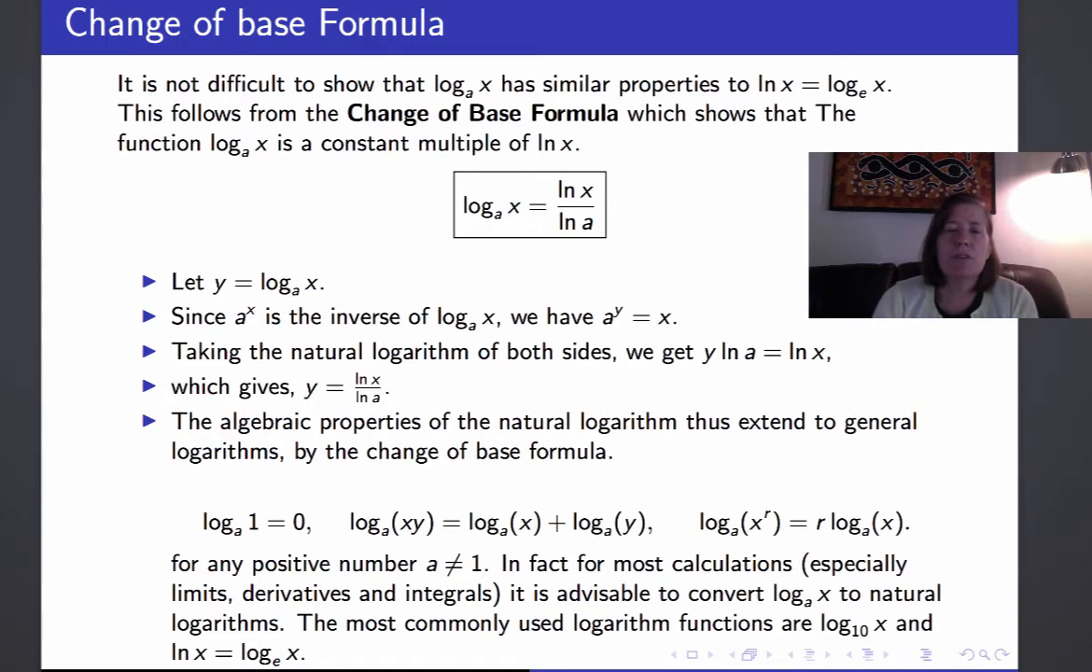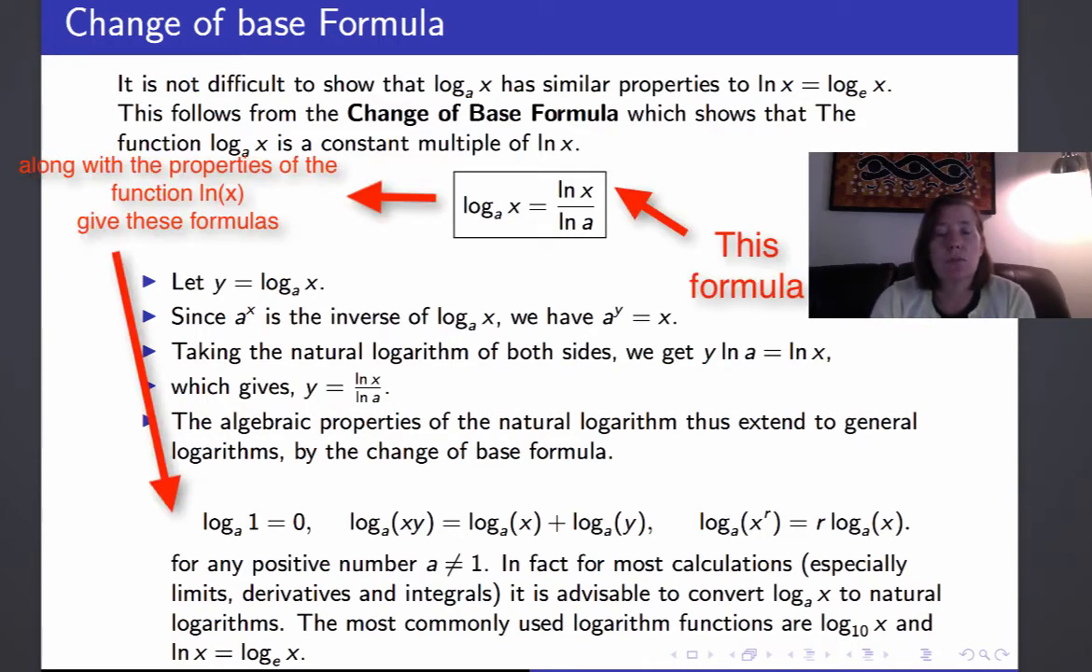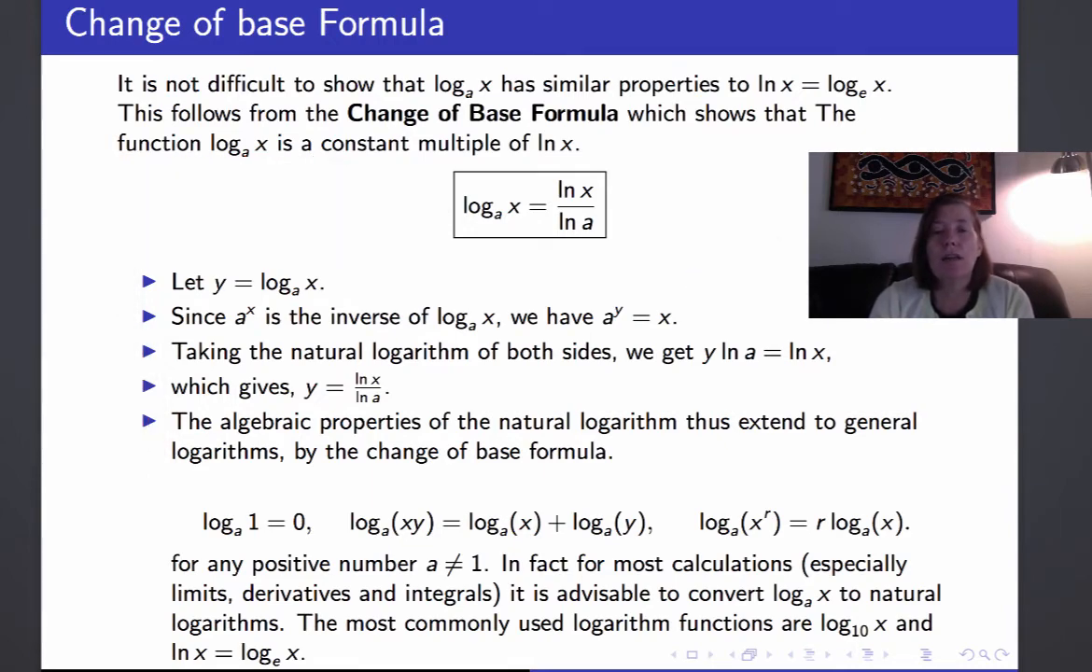Now the algebraic properties of the natural logarithm extend to general logarithms using this change of base formula, which just says that log to the base a of x is this constant multiple of the natural log of x. So we have log to the base a of 1 is 0, because it's 0 over the natural log of a. Log to the base a of x times y is log to the base a of x plus log to the base a of y, and log to the base a of x to the r, for any r now, is r times log to the base a of x. And this is true for any positive number a not equal to 1.